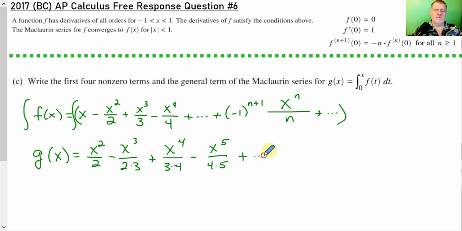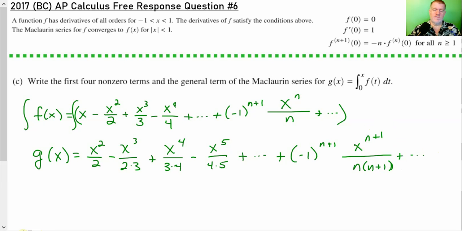All right, so what's going on here? Well, I still have the alternating series, so negative 1 to the n plus 1. But how do you take an antiderivative? Well, it's just the power rule. So the same pattern would follow. We raise this by 1, and we divide by it. And that is your Maclaurin series for g of x, which is defined as the antiderivative of f.